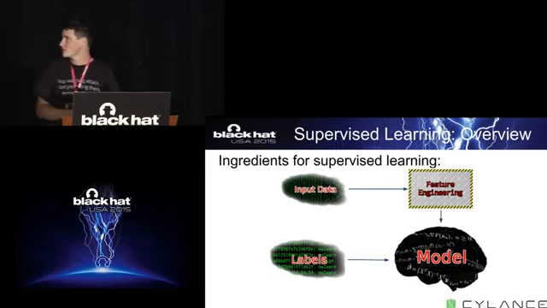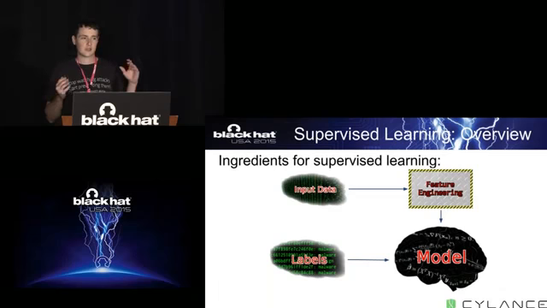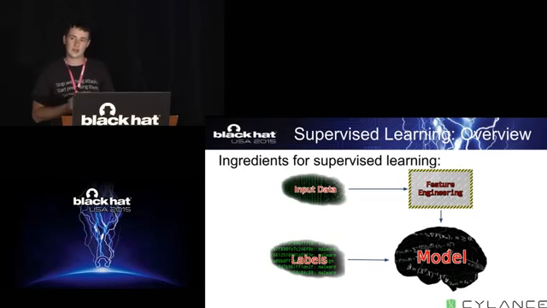So for supervised learning, we need 4 main ingredients, right? We need input data, which in this case is going to be a whole bunch of, let's say, binaries, things like that. We need something called feature engineering, which is a way to take this raw information, these raw executables or whatever our input data modality is, and crunch it into something that the model can understand. Then, of course, we need a predictive model.